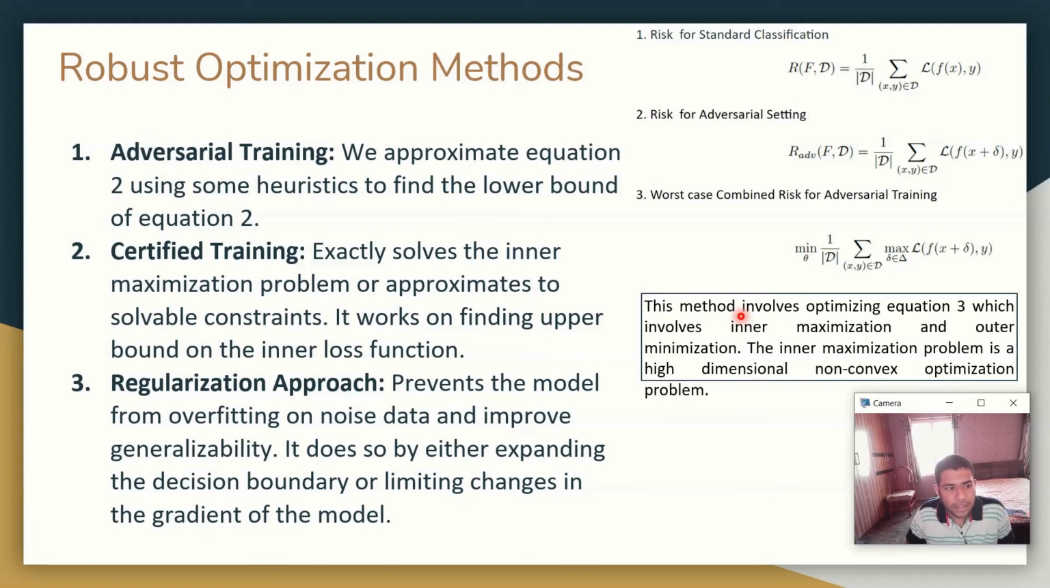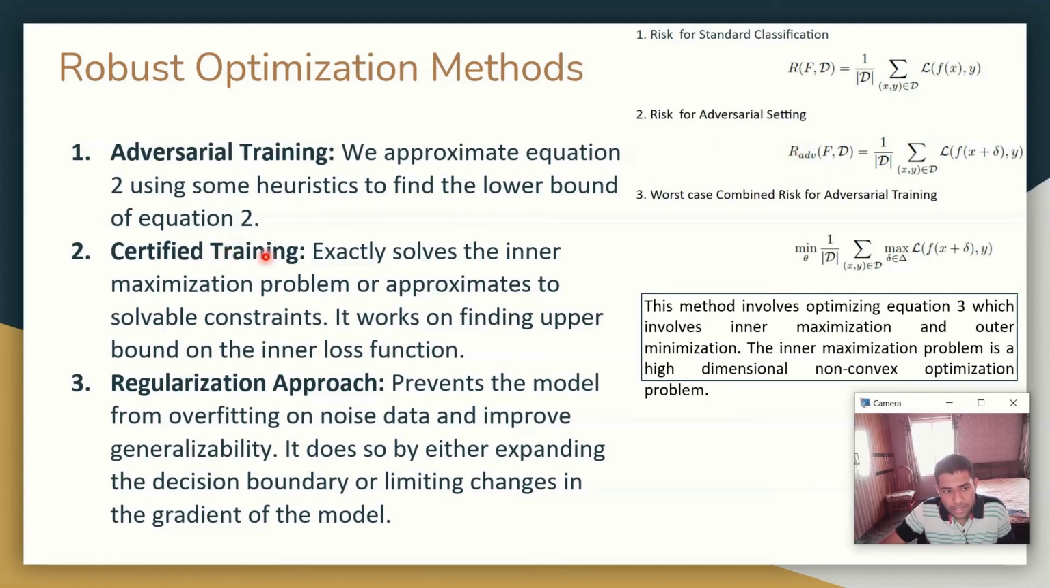And in robust optimization methods, we have 3 ways of solving it. So first one is adversarial training. Here we approximate equation 2 using some heuristics to find the lower bound of this risk for the adversarial setting. Adversarial training is the most popular way of doing robust optimization because it's practical, but still we cannot give any certification or guarantee that these heuristics will be effective against all kinds of attacks for a given network.